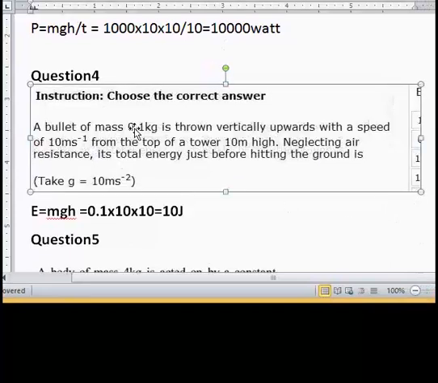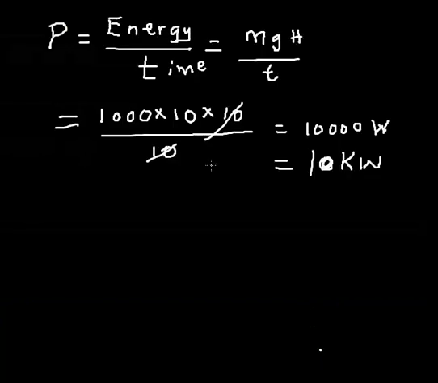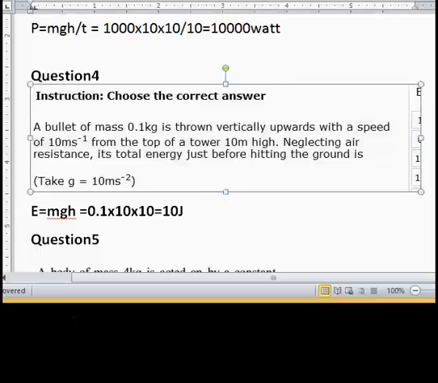A bullet of mass 0.1 kg is thrown vertically upward with a speed of 10 meters per second from the top of a tower 10 meters high. Neglecting air resistance, find its total energy just before it hits the ground. Now, this is a kind of tactical question. From what I've read, a bullet of mass 0.1 kg is thrown vertically upward with a speed of 10 meters per second from the top of a tower. So that means this bullet was fired from the top of a tower.